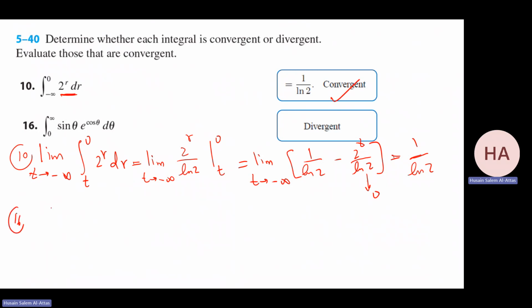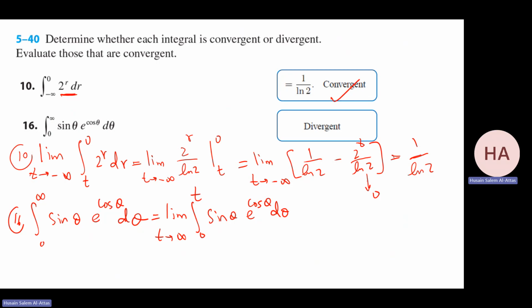Next, 16: I have the integral from 0 to infinity of e to the power cosine theta times sine theta d theta. As I said, first I need to change it into a limit: the limit as t goes to infinity of the integral from 0 to t. First, I need to think of it as an integration. I need to have u and du. Here I can let u equal cosine theta. du will be minus sine theta d theta. So I need a minus there and a minus outside.